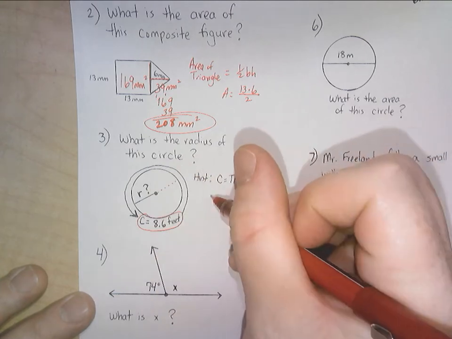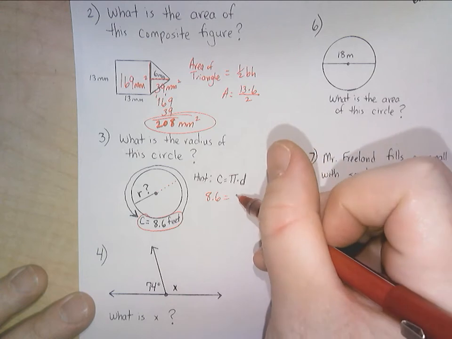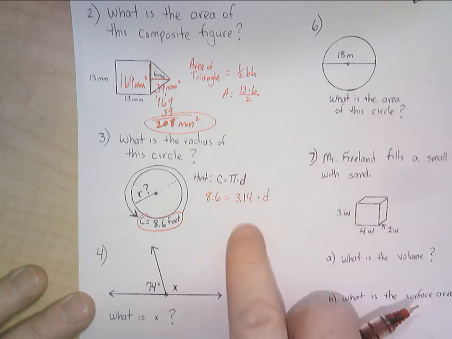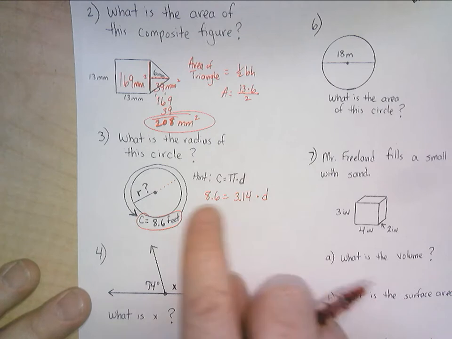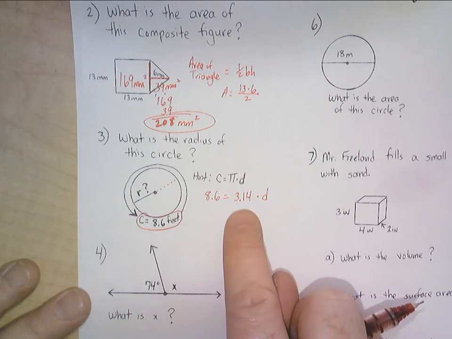So if you plug the circumference into our formula, 8.6 equals pi times diameter, you basically have a one-step equation right here. In order to find the diameter, because that'll give us a clue to what the radius is, we have to get rid of that 3.14.